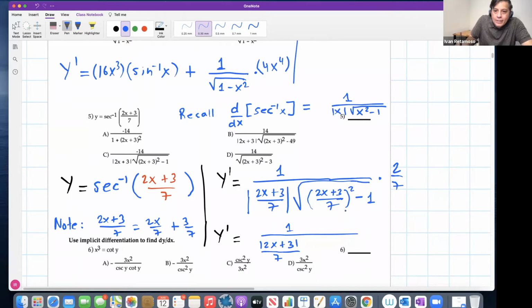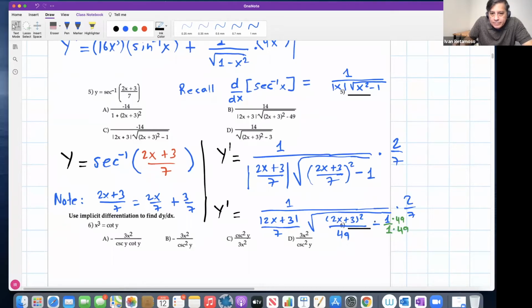Now, times this part. This part, guys, we did in our notes: (2x plus 3) squared divided by 7 squared, 49, minus 1, and here times 2 over 7. It's a lot of algebra, but don't get freaked out by it. It's just computations. The LCD is 49, so multiply by 49 top and bottom, and then you will get the following.